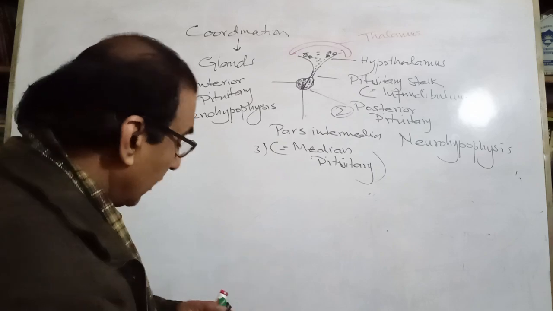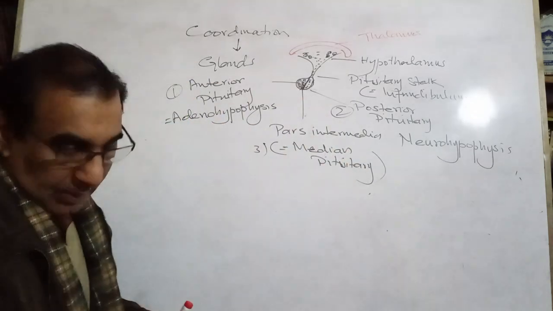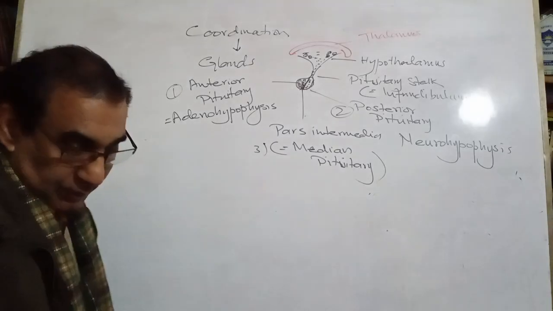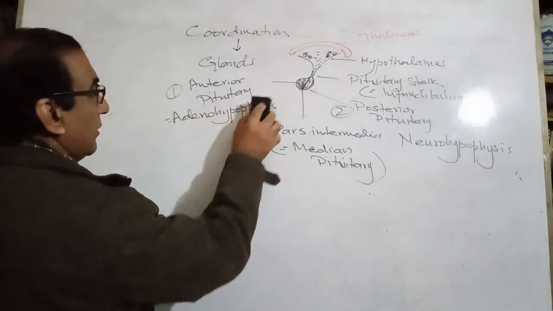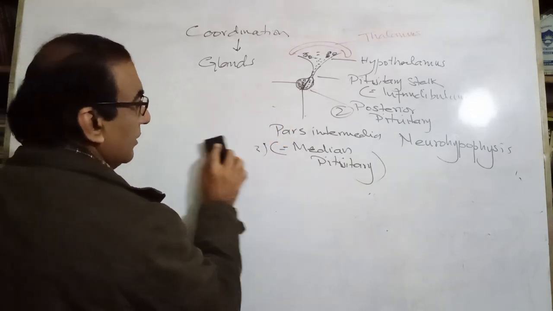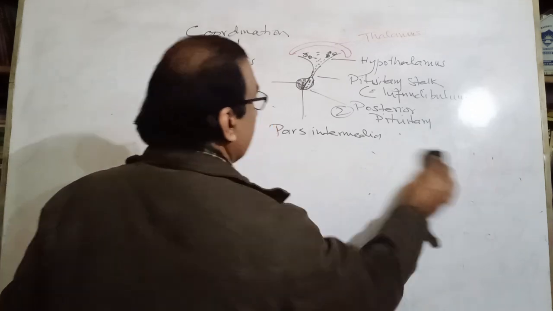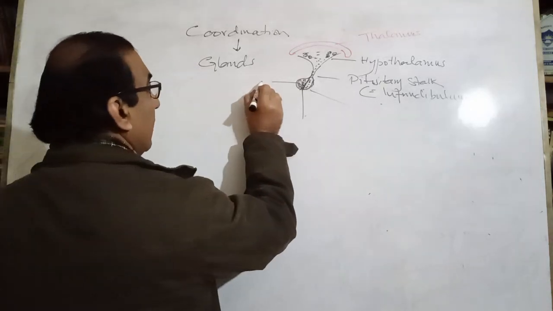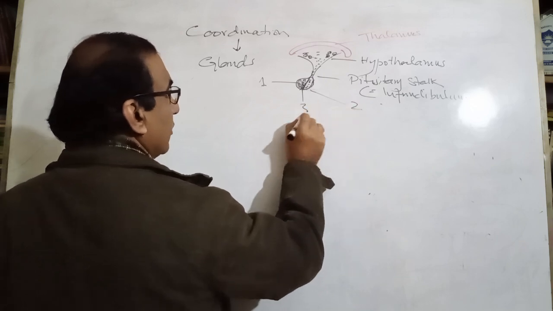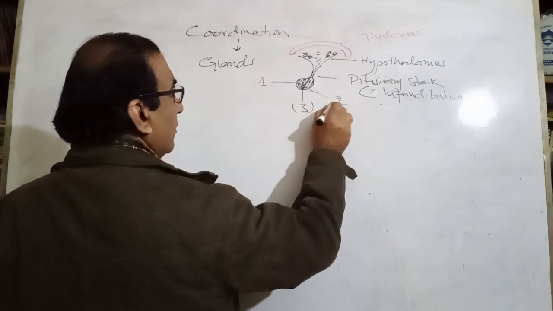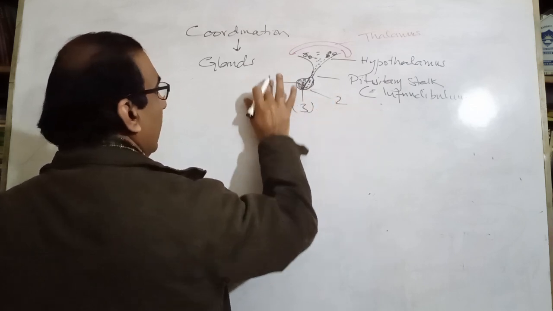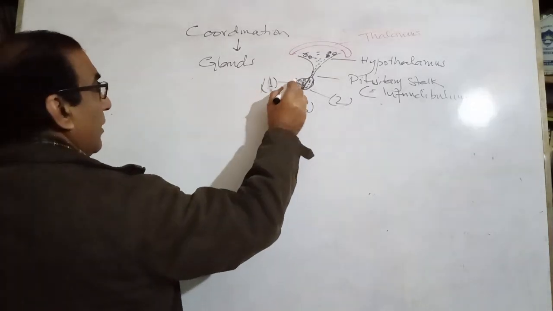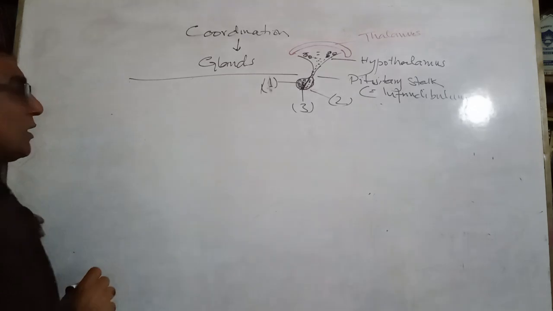Well, now we are going to discuss further the hormones which are produced from the pituitary gland. See, this is the anterior pituitary, this is pars intermedia, and this one is posterior pituitary. Let me write 1, 2, and 3. From here, the hormones are produced as under.